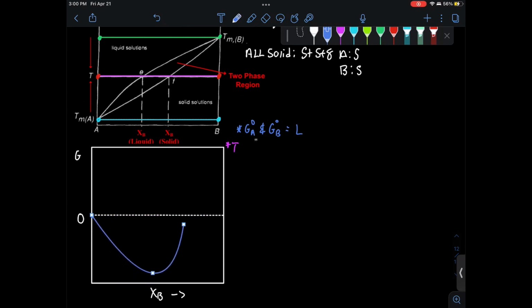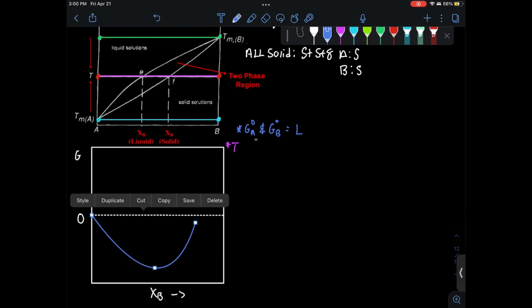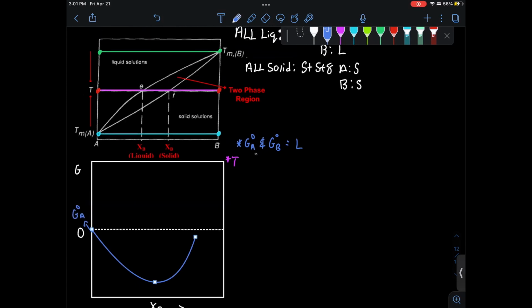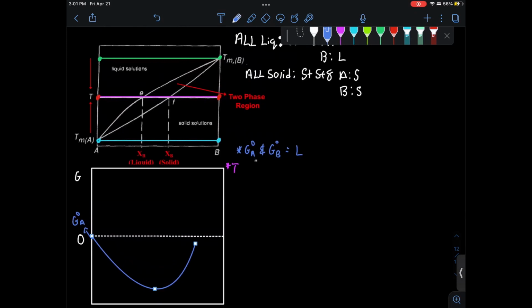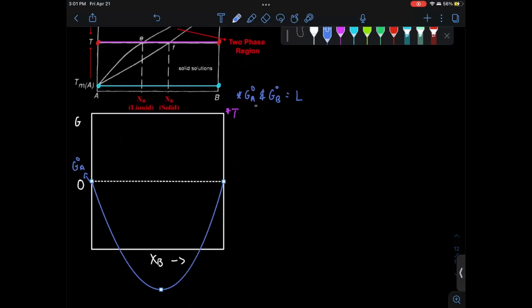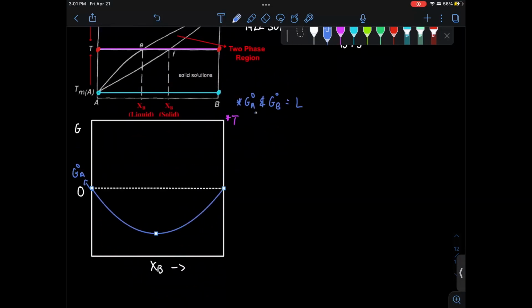Now, I have some minimum point, and then I'm going to start increasing again. Now, I know right here, this is my standard state of A, and it is a liquid. So I know A is a liquid, so it's going to be at 0. But what is B? It's not a liquid, so I can't bring this to 0, can I? No, it's not a liquid.